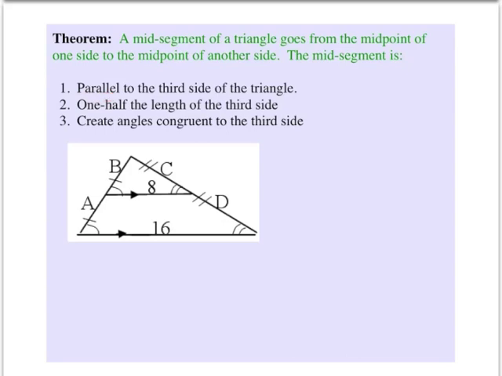It's parallel to the third side, so we see these parallel markings. The length is half the length of the third side. In other words, if this is 16, this must be 8, or half as long. And then the angles that are created are going to be congruent to the third side. So this angle up in here, let's call that angle 1, is congruent to angle 2 because they're corresponding angles. And likewise, these angles are congruent because they're corresponding based on parallel lines. So that is the mid-segment of a triangle.